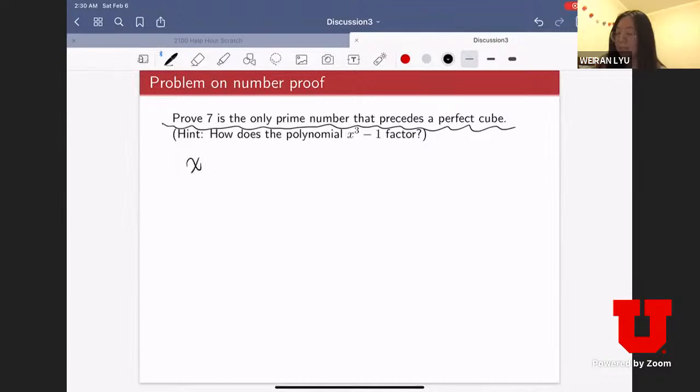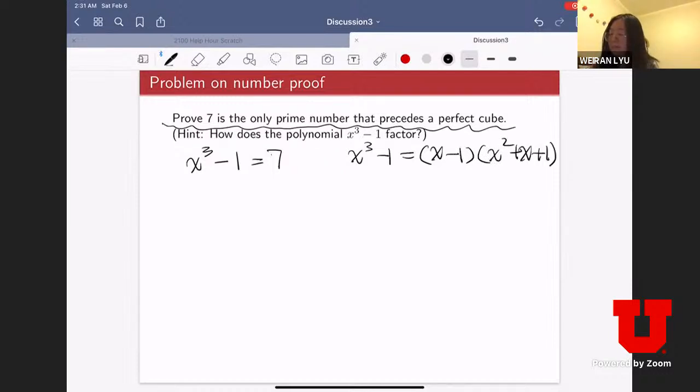So we have x cubed as the perfect cube. We want to prove that 7 is the only prime number that precedes a perfect cube, so we want x cubed minus 1. And we actually want to show that this is equal to 7, and that we only have this one answer. And we have the hint here: how does the polynomial x cubed minus 1 factor? Just to save some time, I'll write this out. I think it's x minus 1 times x squared plus x plus 1.